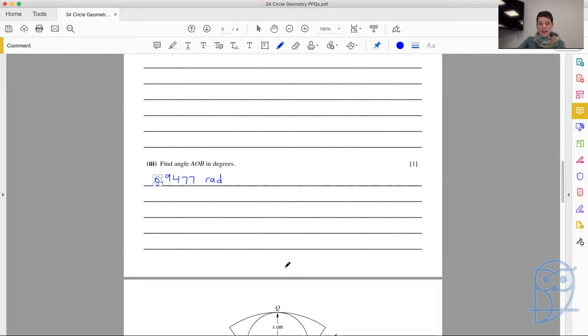Because you know that 180 degrees equals pi radians, right? So 1 radian equals 180 over pi degrees. So we take our radians here and we times by 180 over pi. 180 over pi times 0.9477. That gives us a lovely and straightforward 54.3 degrees.